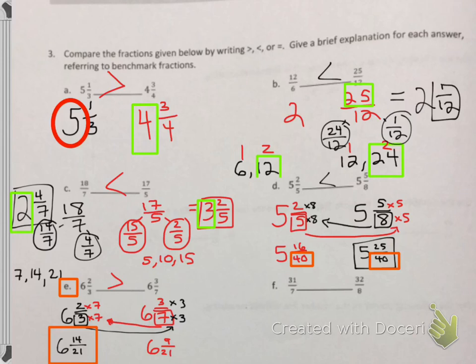All right, and then back to F. We need to make these into mixed numbers. So let's do that. Let's go into 31/7 and 32/8. This is going to be a tricky one. This might be really close. So I have 7. I'm going to just skip count and see how close I can get. So 7, 14, 21, 28, 35. Okay, so 28 is what I want.